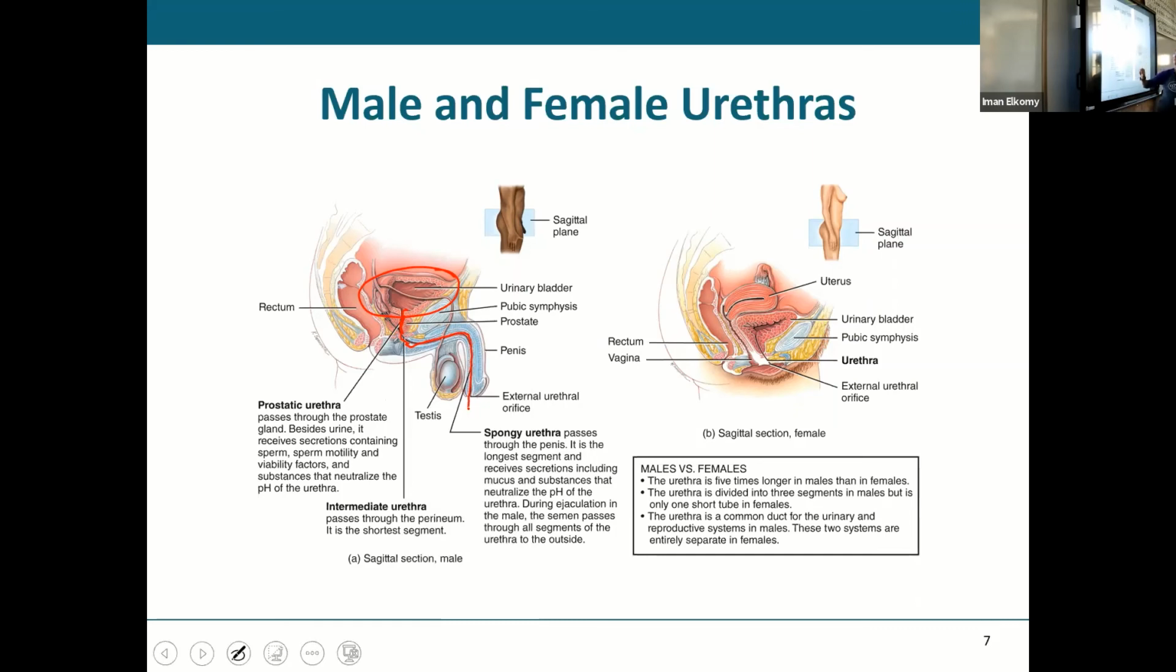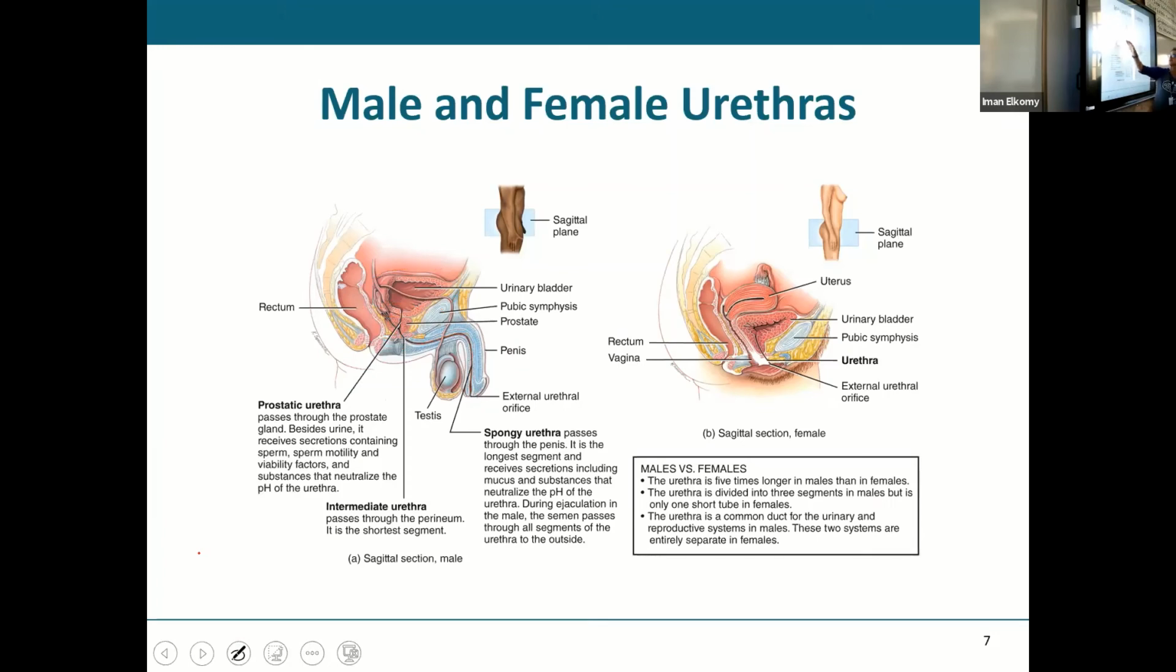Notice that over here by the prostate, this is where semen is also joining that urethra. So you have one orifice that serves two functions, urine and semen. Also notice how long this urethra is. It is pretty long in the male, okay?